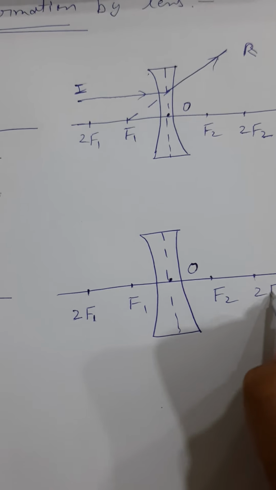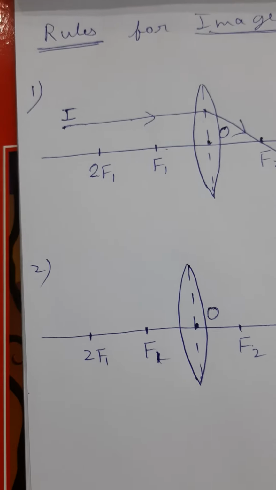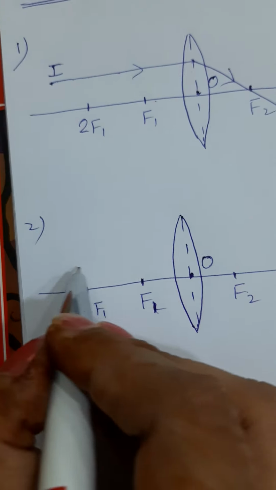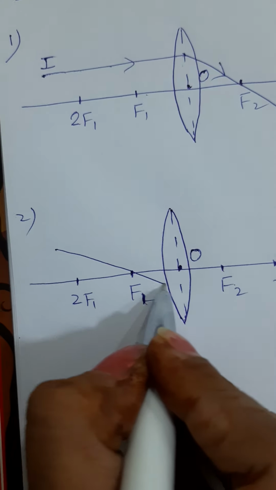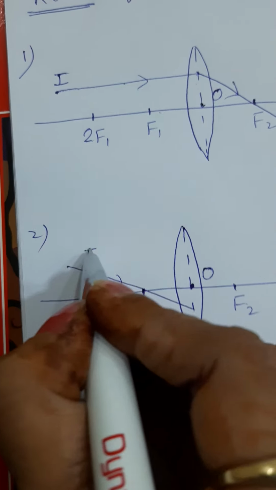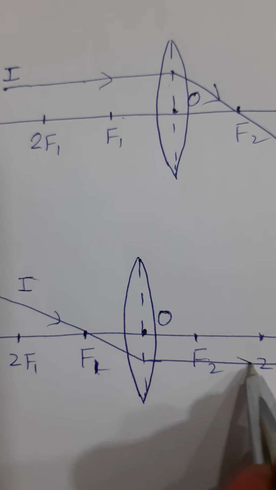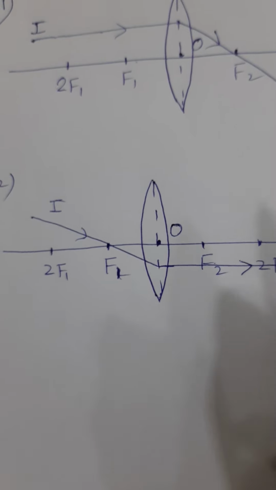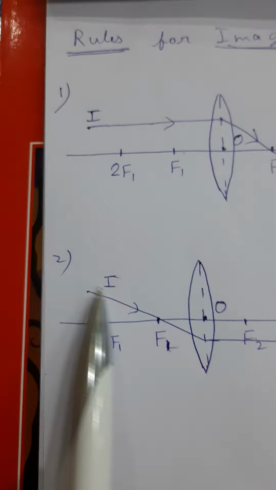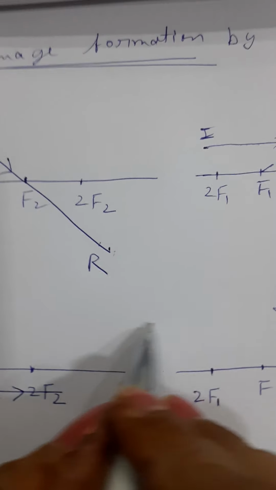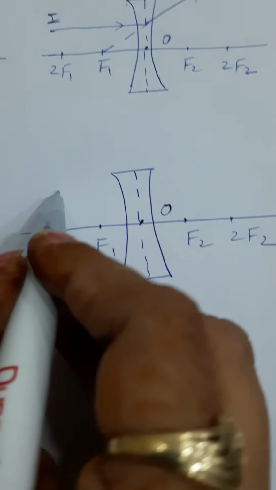This is 2f2. Now the second rule is, as we have done for mirrors, the same one. If a ray is coming along the focus, suppose this is the incident ray, what will happen? After refraction, it will become parallel to the principal axis. Reverse to this one: parallel will pass through focus, along focus will become parallel. Same: if a ray appears to come to F, it appears that it will be at F like this.